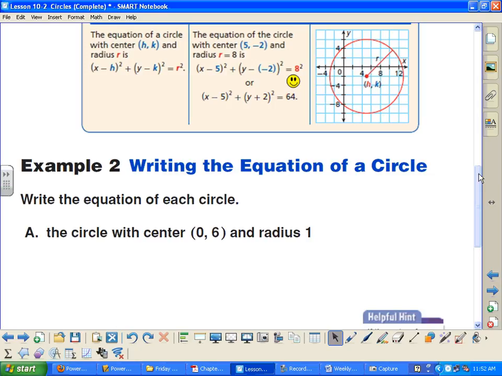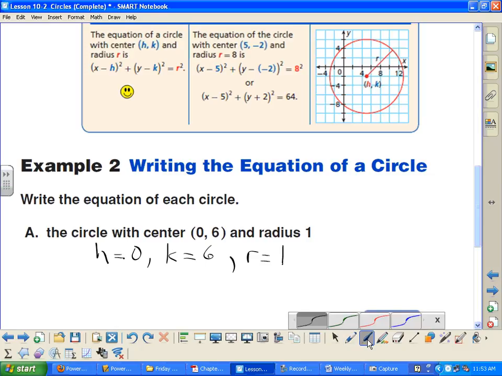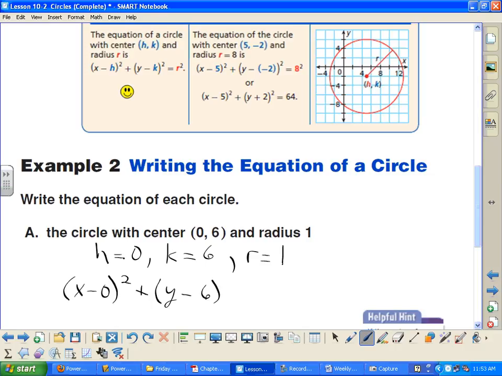So we need to identify h, k, and r. What's h in this case? What would h be? 0. Okay, h is 0. And k would be 6. It's the y-coordinate for the center. And the radius, they tell us, is 1. So then all I'm going to do is take the equation for a circle here and plug in those numbers. So we have x minus 0, that quantity squared, plus y minus 6, that quantity squared, equals the radius squared.